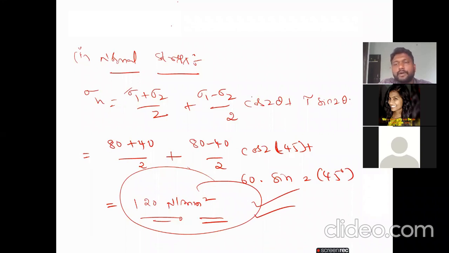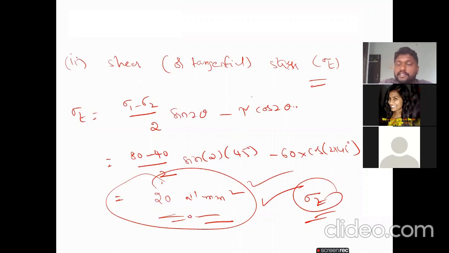So we substitute the sigma 1 and sigma 2 values, and finally we get the normal stress. In the same way, calculate the tangential stress. That is sigma t equal to (sigma 1 minus sigma 2) by 2 sine 2 theta minus tau into cos 2 theta. So like that we will get the answer, that is 20 Newton per mm square.